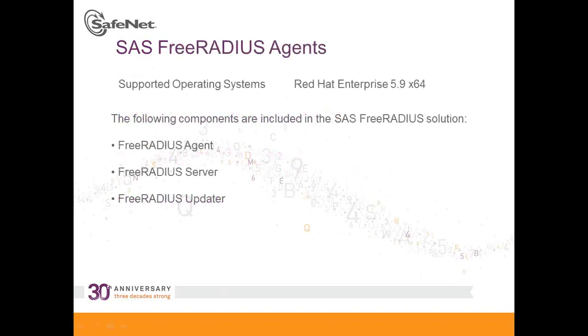So the first thing that we're going to look at is the SAS FreeRADIUS agents. Now the supporting operating system is Red Hat Enterprise 5.9 x64 as a minimum, and the components that are included in the FreeRADIUS solution are the FreeRADIUS agent, the FreeRADIUS server, and the FreeRADIUS updater.